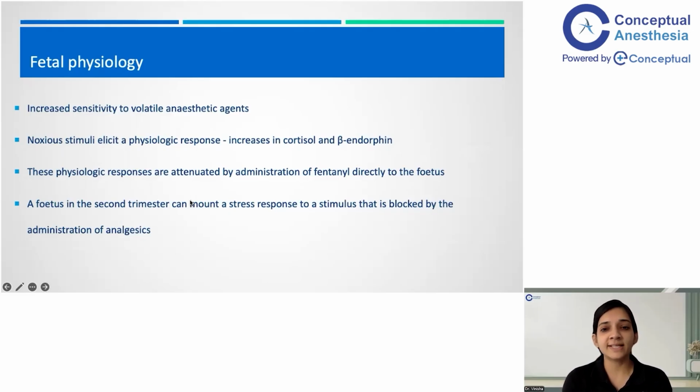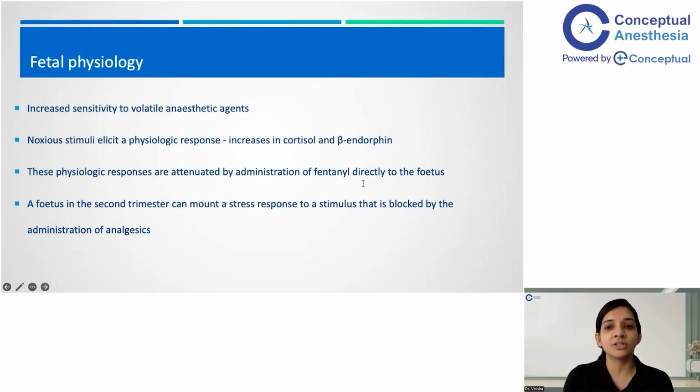Now, a fetus has increased sensitivity to volatile anesthetic agents. The studies have shown, especially with halothane and isoflurane, that's the one that's been studied, that the anesthesia requirement in fetal lambs is lower than that of its mother. So this can be extrapolated to our human fetus also.